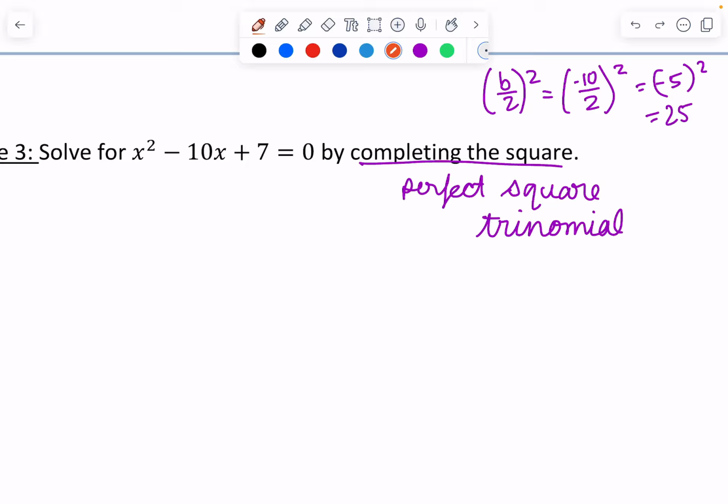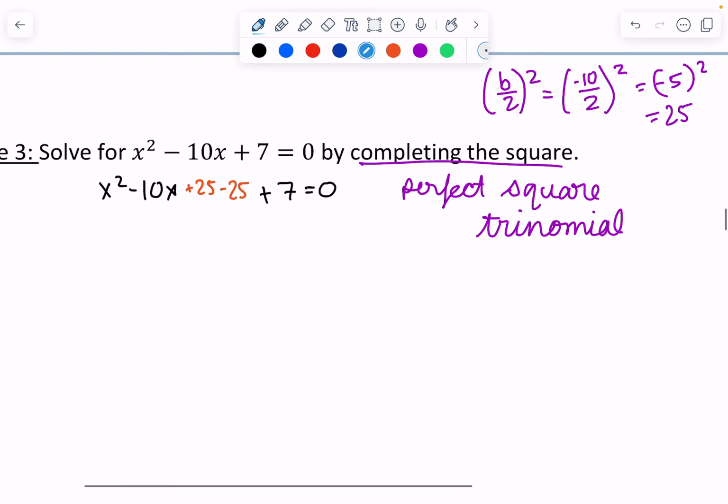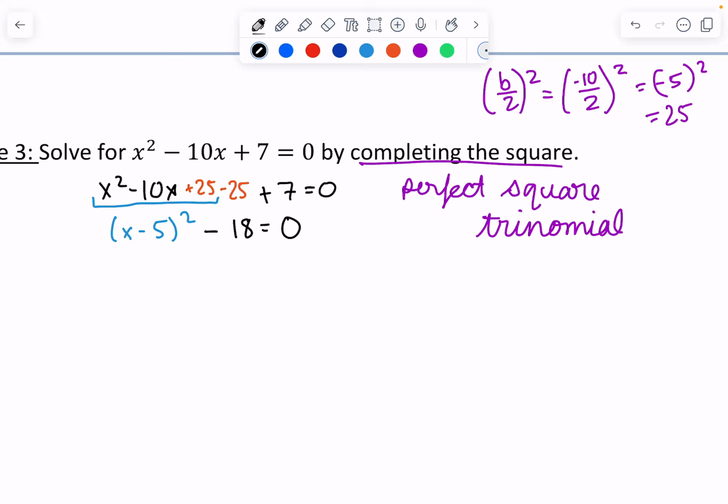So what this means is I'm going to take my equation, x squared minus 10x, and just add and subtract 25. All I'm doing is adding 0. But the perk is now I have a perfect square trinomial. So in factored form, that's (x minus 5) squared. And then outside of the parentheses, I have -25 plus 7, which is -18. Well, I should say -18 equals 0. So that is the equation after I've completed the square.